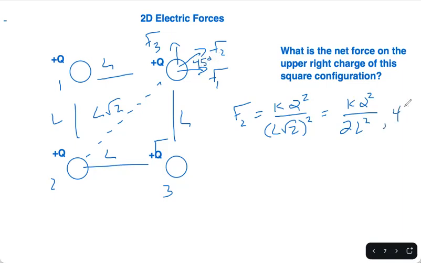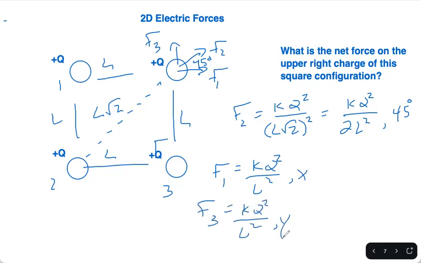So it's at 45 degrees above the horizontal. Force 1 is KQQ over L squared, and that's in the X direction. Force 3 is KQQ over L squared, it's in the Y direction. What you have to realize is, since force 1 and force 3 have the same magnitude, when I combine them, they're going to be in the same direction as force 2.